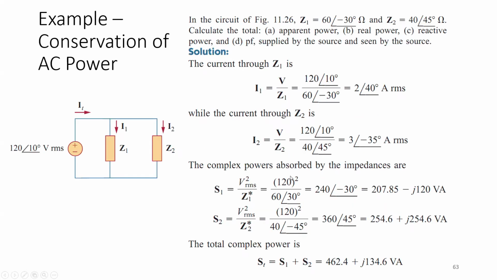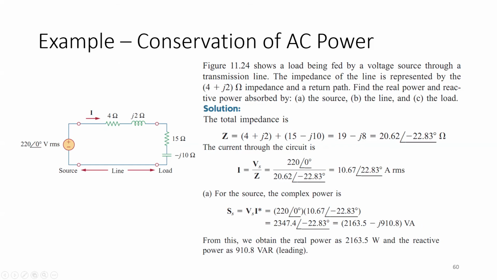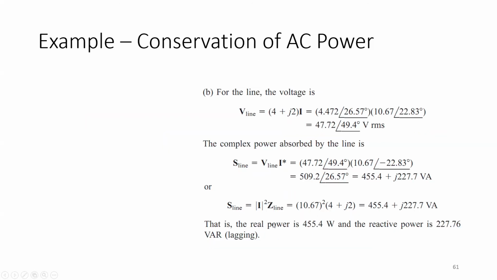And from all these relationships, what we see is the complex power supplied is this one, 2163.5 minus J910.8 volt ampere. The real power across the line is 455 watt approximately, and the reactive power is 228 var approximately, and it's lagging because it is inductive load.